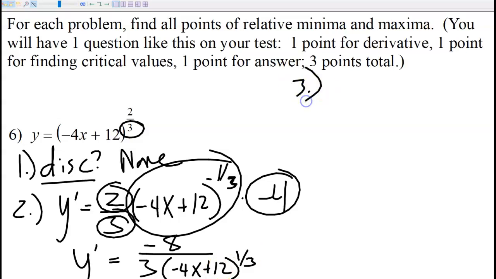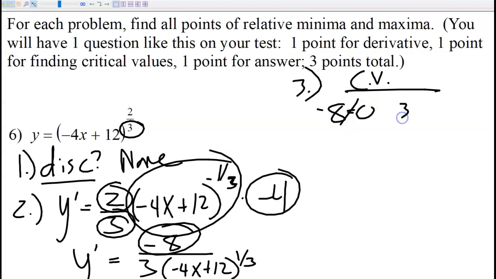Step 3, we want to find out our critical values. And critical values are where either the numerator equals 0 or the denominator equals 0. Now the numerator can't equal 0 because it's just a number. That doesn't make sense. But the denominator can equal 0. That's the place where the derivative would be undefined. Now I want you to keep in mind the function's not undefined. The original function y is not undefined. The derivative would be undefined here. And that's okay. All right, so step 1 here is I would divide both sides by 3 to get rid of that 3.